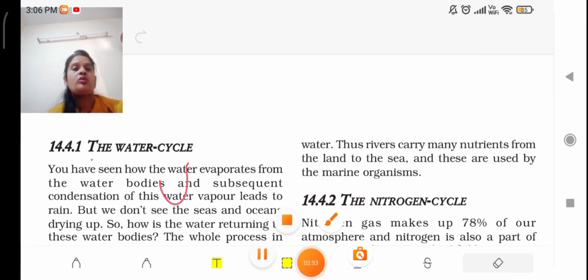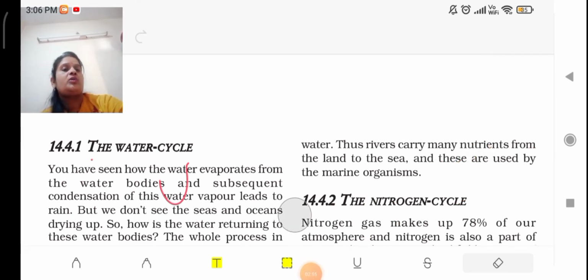Okay, so in tomorrow's class I will explain the nitrogen cycle. Correct? You can see the diagram.